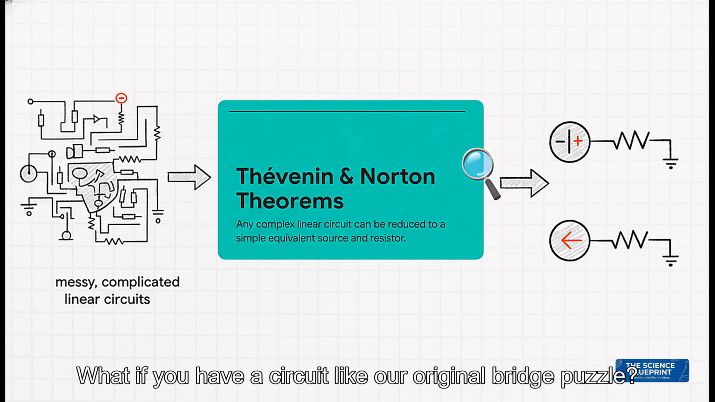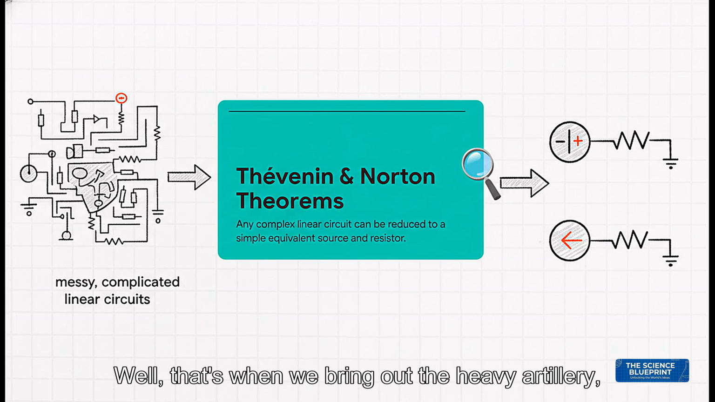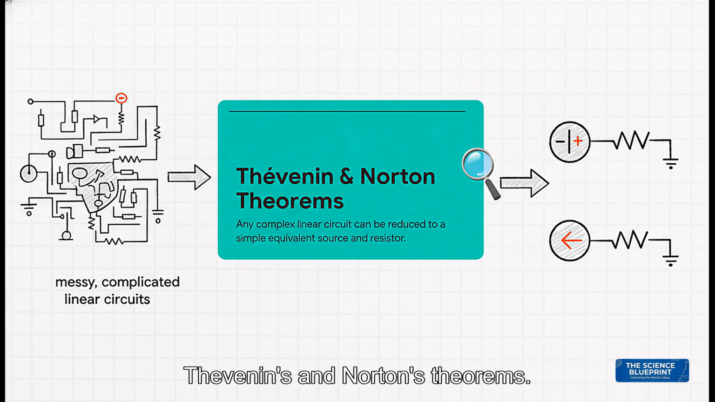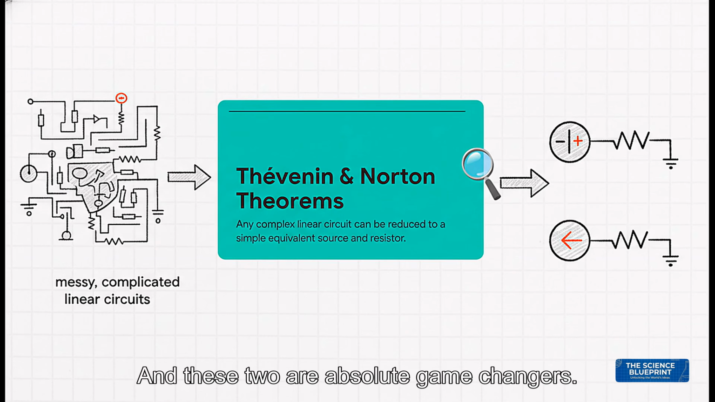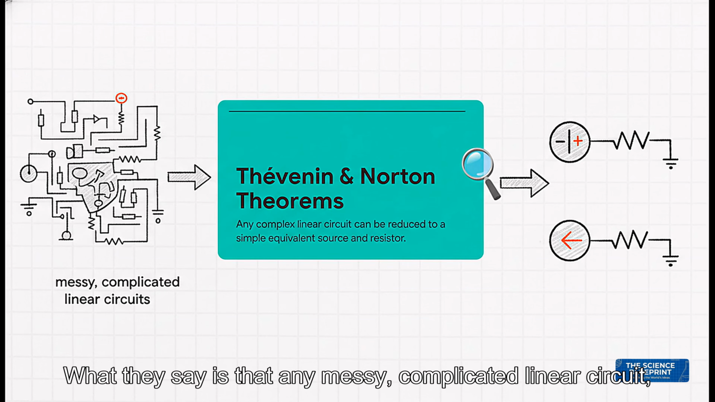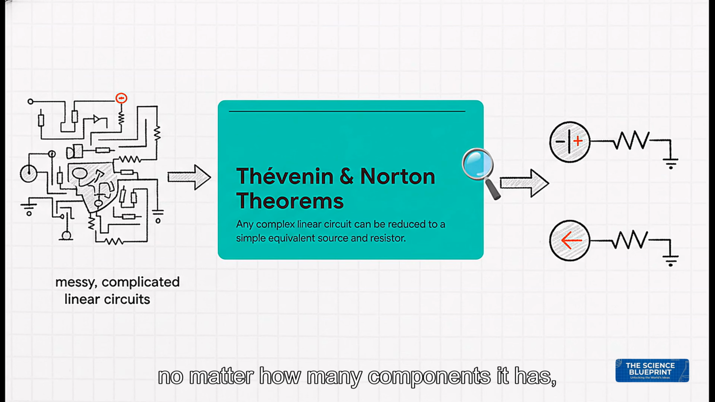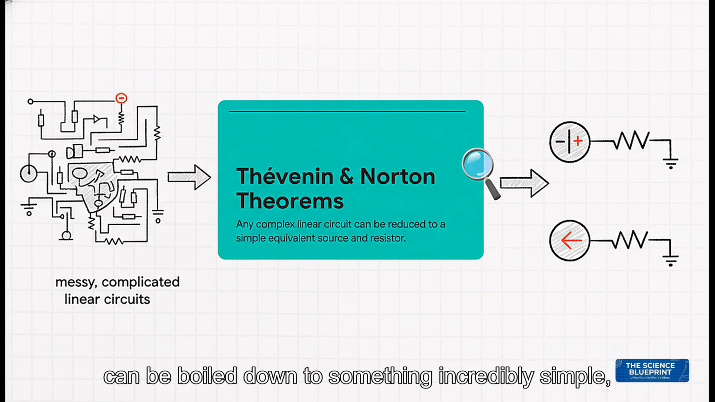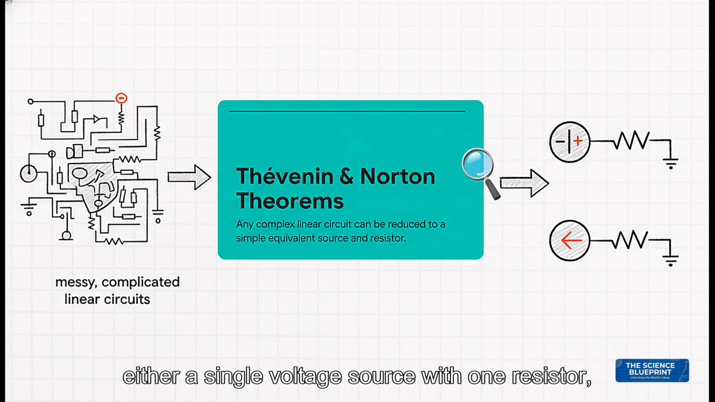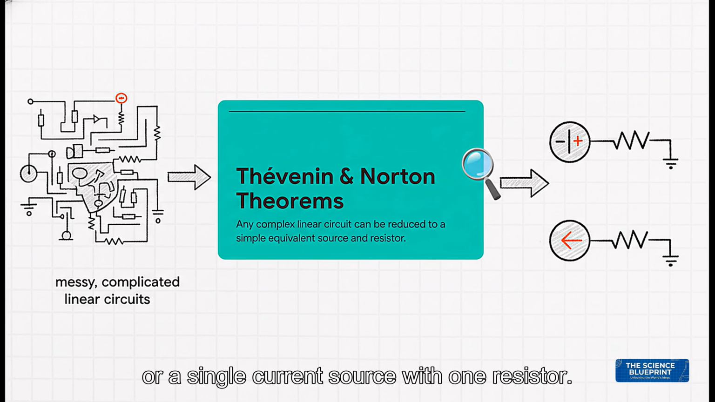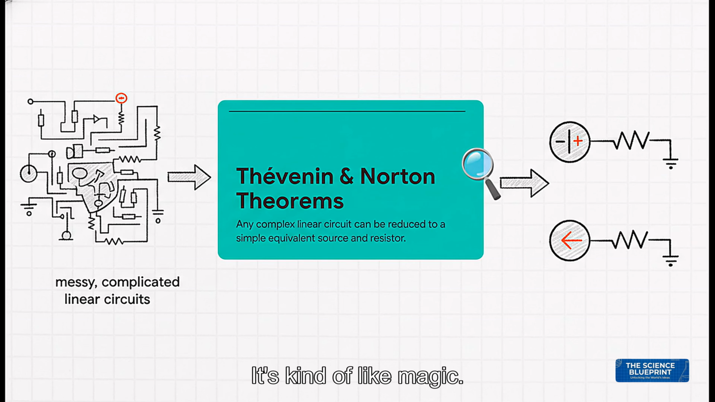But what happens when you can't simplify anymore? What if you have a circuit like our original bridge puzzle? Well, that's when we bring out the heavy artillery, Thevenin's and Norton's theorems. And these 2 are absolute game changers. What they say is that any messy, complicated linear circuit, no matter how many components it has, can be boiled down to something incredibly simple, either a single voltage source with 1 resistor or a single current source with 1 resistor. It's kind of like magic.